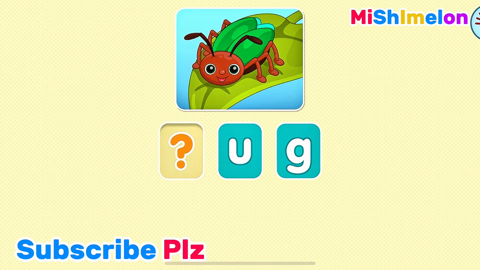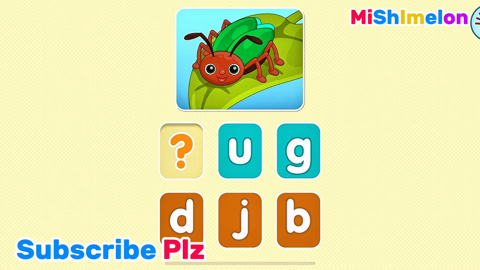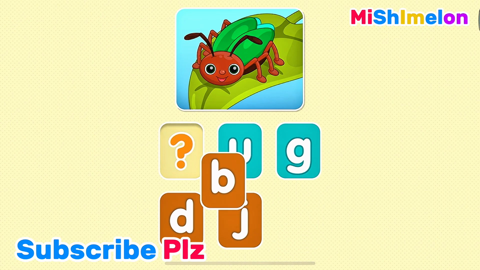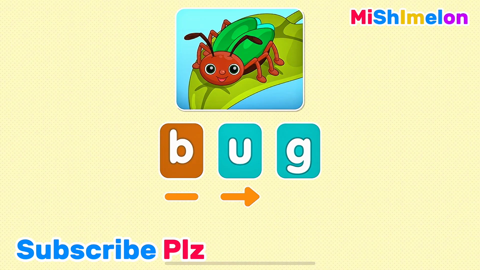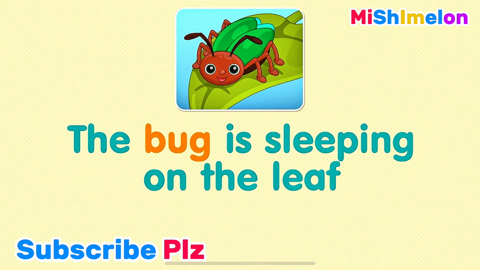Let's find the correct sounds that the words start with. Choose the right letter for the beginning sound. B, B, G. Bug. Great job! The bug is sleeping on the leaf.